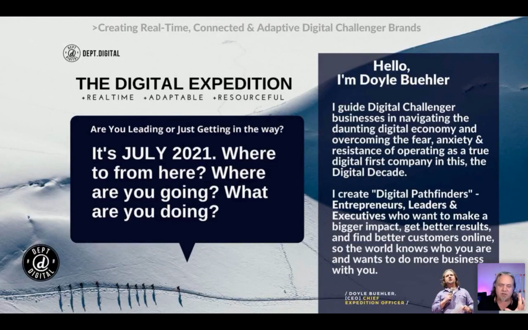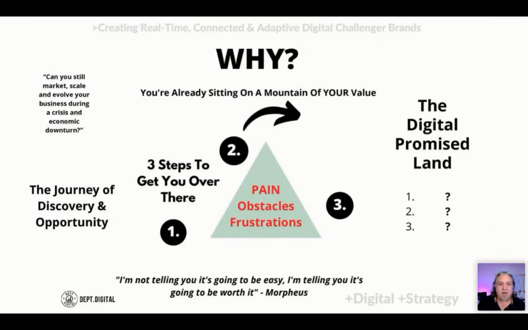I'm going to talk quickly about this digital expedition, but then I'm going to get into the fundamentals of what we're going to talk about today. We need to understand how all these pieces fit together, how we can make them work, and how we can act upon that. The big question you're probably asking is, why? Why do I want to go online, right? And fundamentally, it comes down to this: you're already sitting on a mountain of your value.